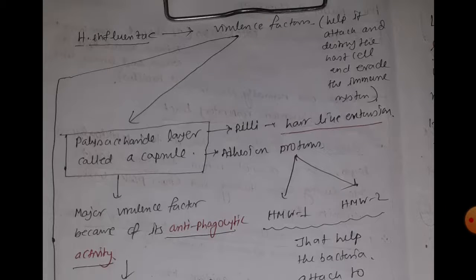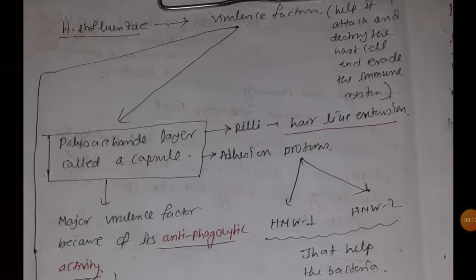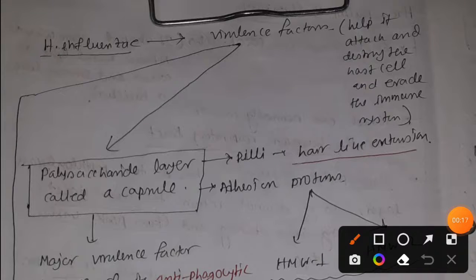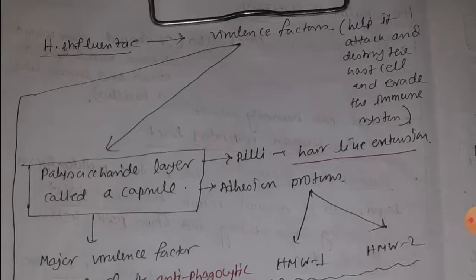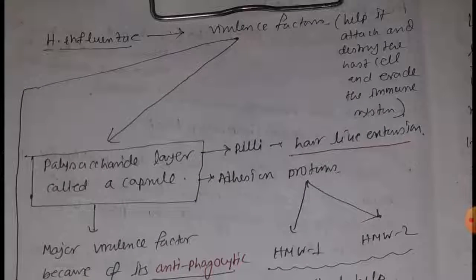Okay, so now after the detailed introduction of Haemophilus influenzae, it is time to discuss the virulence factors. First of all, it is important to understand what a virulence factor is. A virulence factor is nothing but the weapons of bacteria that allow bacteria to destroy the host cell and evade the immune system. So now let's see what weapons Haemophilus influenzae possesses.